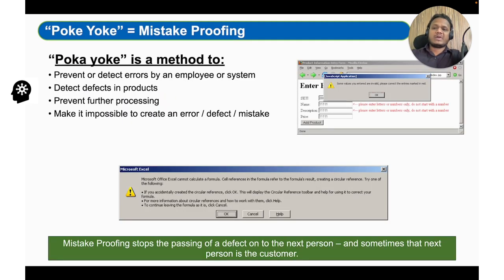Here are a few more examples, like you can prevent or detect errors by an employee or by system. And it will also detect defects in the products, and you can prevent further processing. Make sure that it is impossible to create an error or defect or mistake.